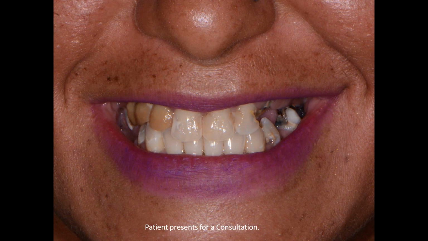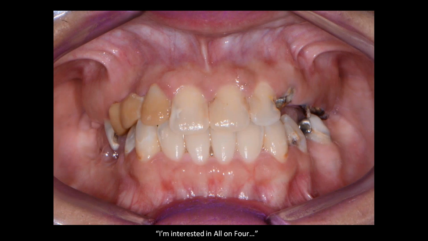Here we had another patient that presented for a consultation. We went through our normal shots with the camera, and clearly we saw with the retracted view that these teeth had rampant decay, and she also had a temporary that had been in her mouth for a long period of time. She told us, in fact, she had done some research and she was interested in getting all-on-4 in both top and bottom arches.